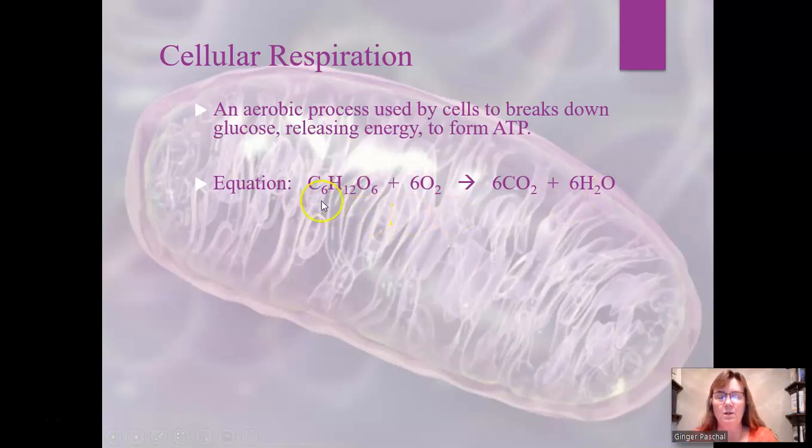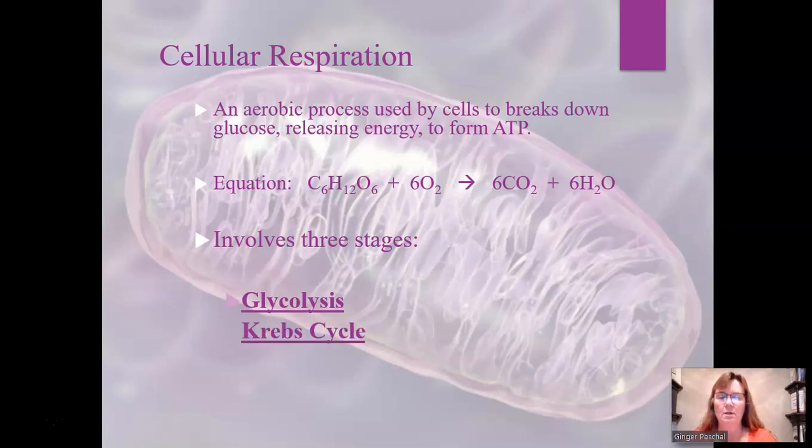So glucose in the presence of oxygen can be broken down by a mitochondria, or by cellular respiration, to form CO2 and water. Now you'll notice there's no ATP written in this equation because this represents just the atoms. So ATP is formed when the energy is released, when that glucose is broken apart. So cellular respiration involves 3 processes. It involves glycolysis, Krebs cycle, and electron transport chain in that order.